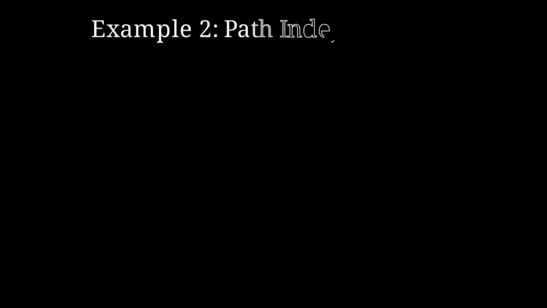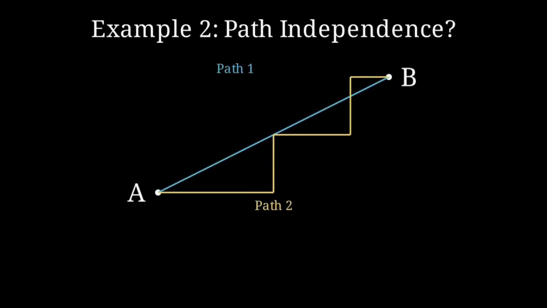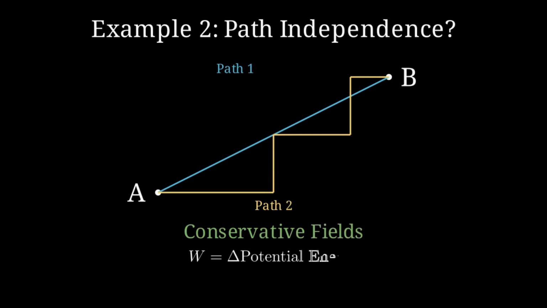In special cases like gravity, the work done depends only on the starting and ending points, not the path taken. These are called conservative fields. For these, the line integral is simply the change in potential energy.